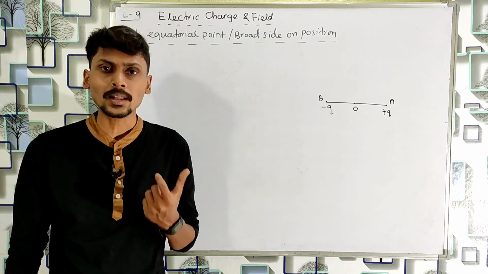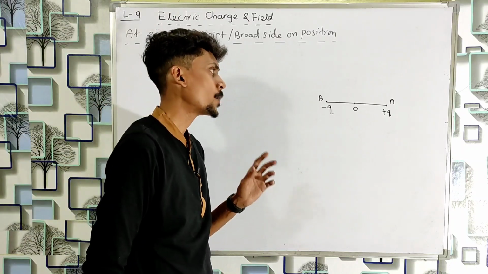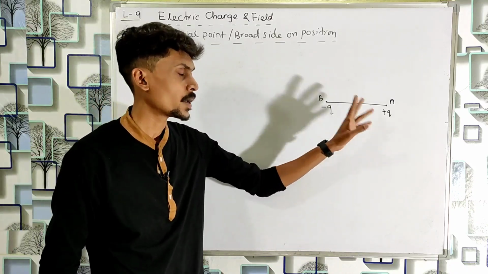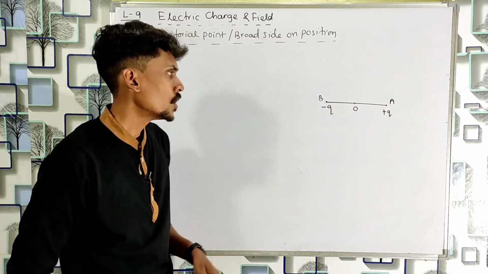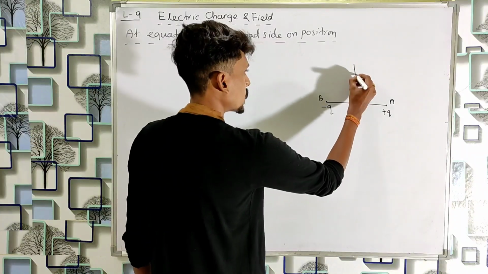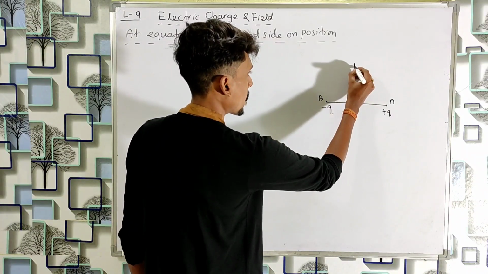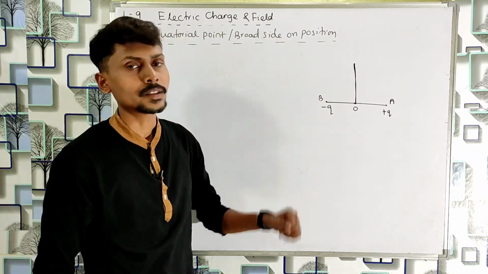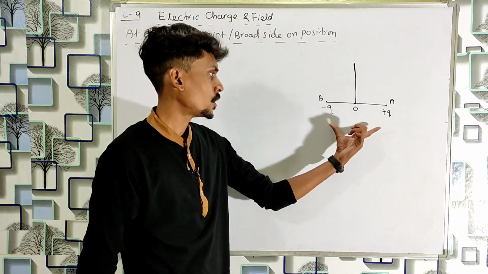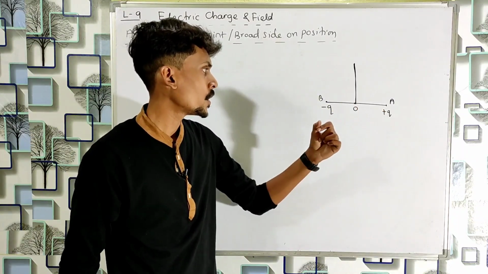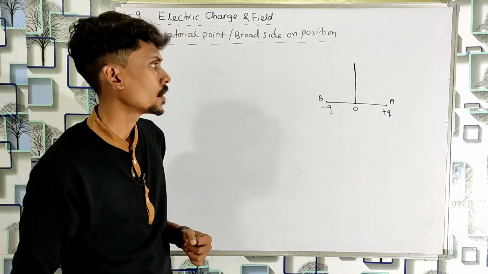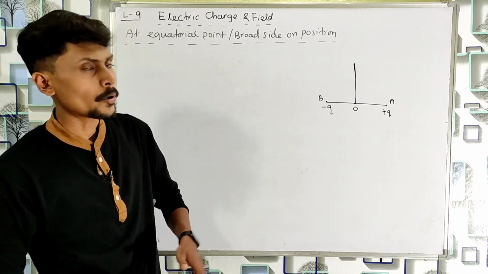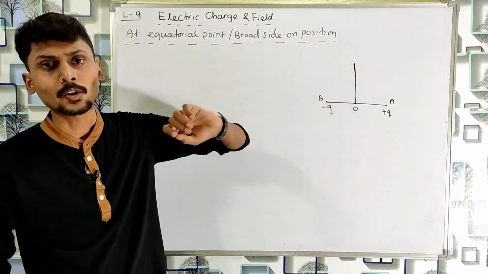So what is the meaning of equatorial line? Draw a perpendicular bisector to the dipole axis. This is the axis of the dipole. If I draw a perpendicular bisector, means a line which is perpendicular to the dipole and it bisects the dipole, means if the dipole length is 2a, then OA will be a, OB will be a. This line is known as the equatorial line, and any point on the line is known as equatorial point.